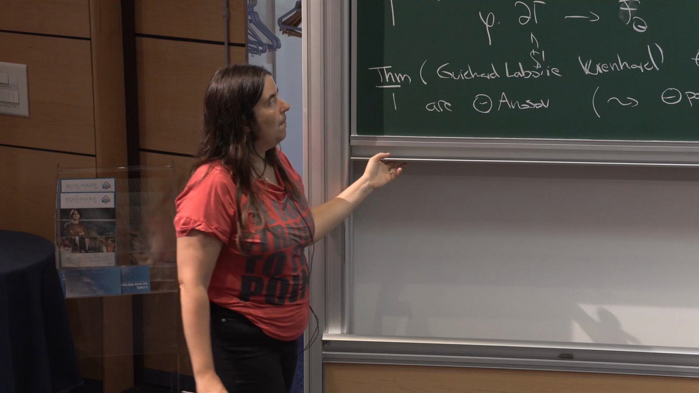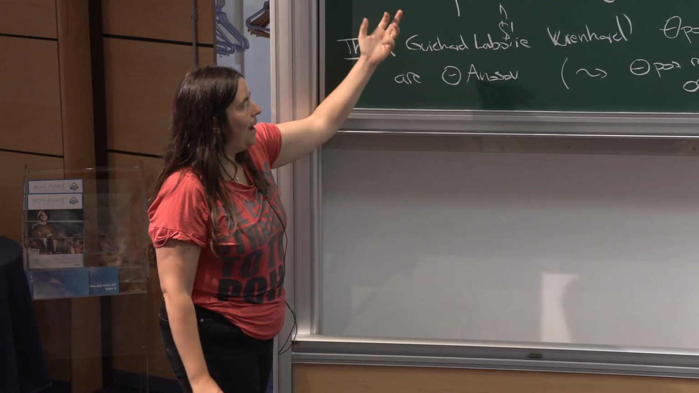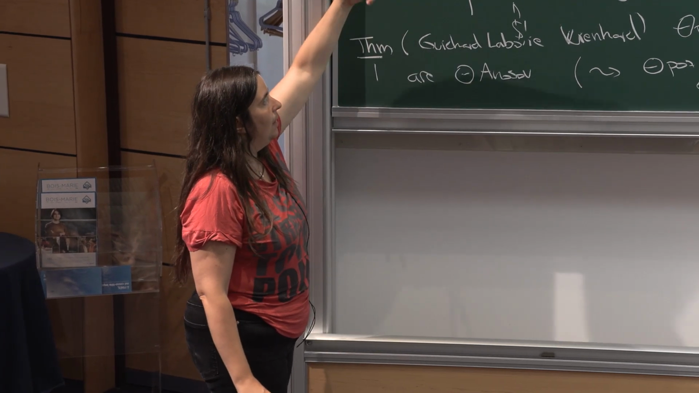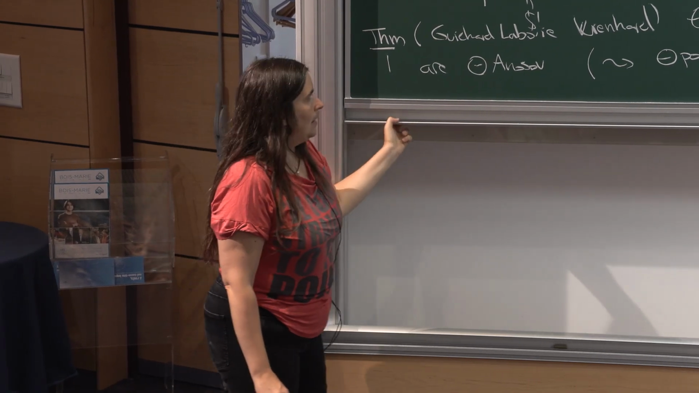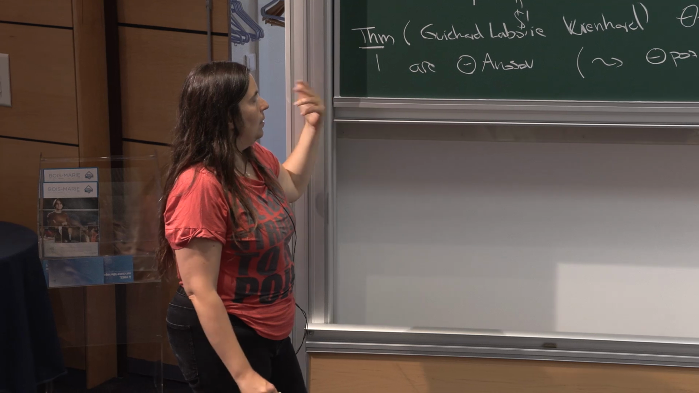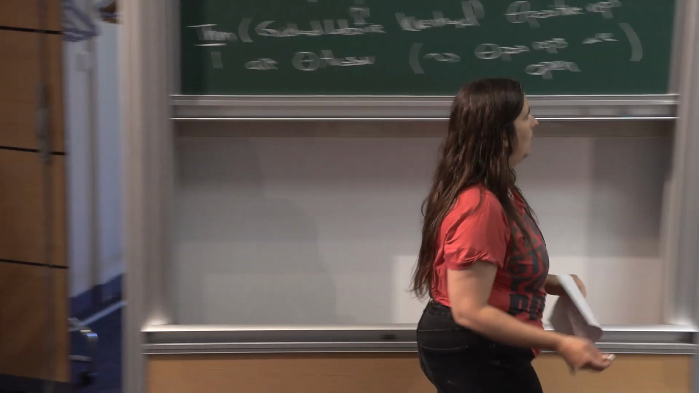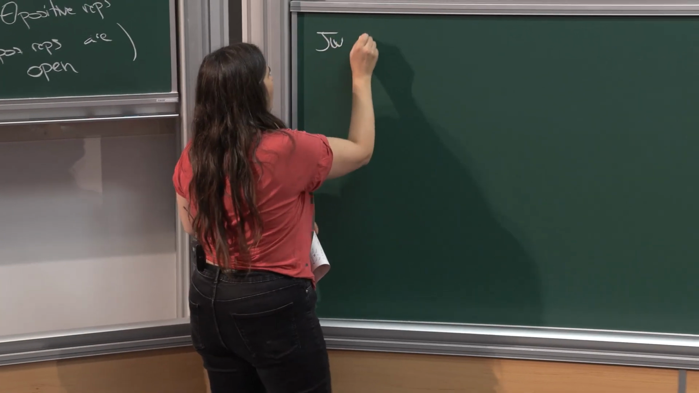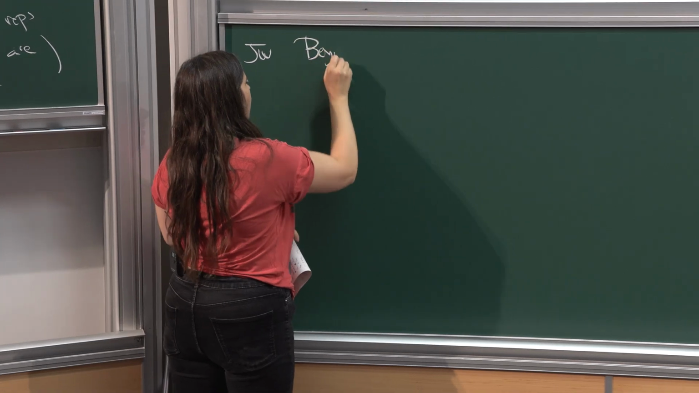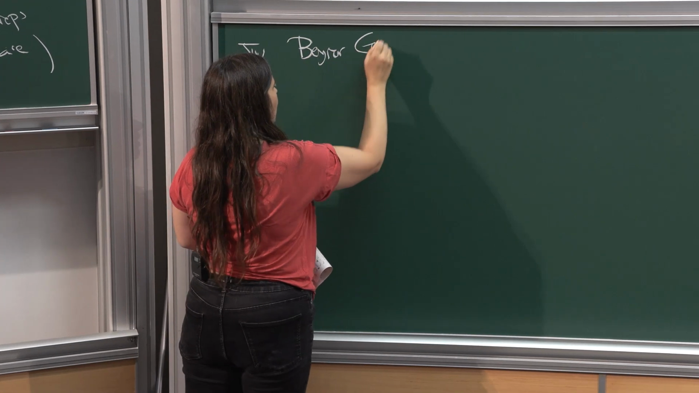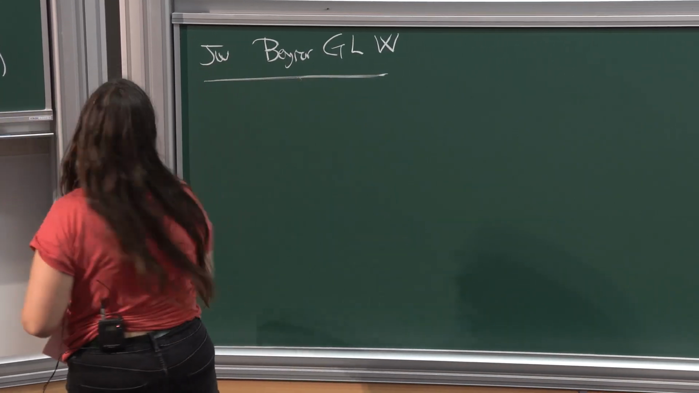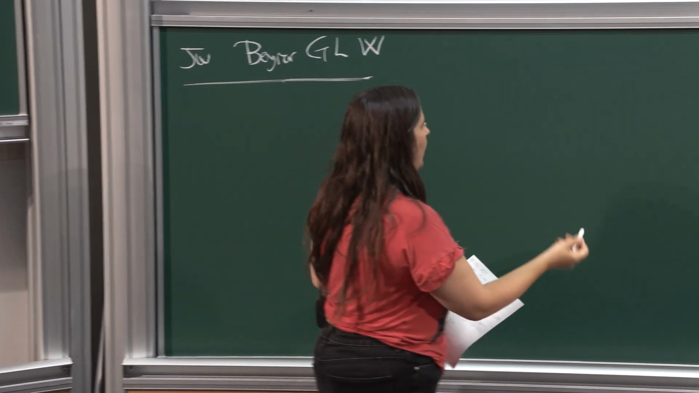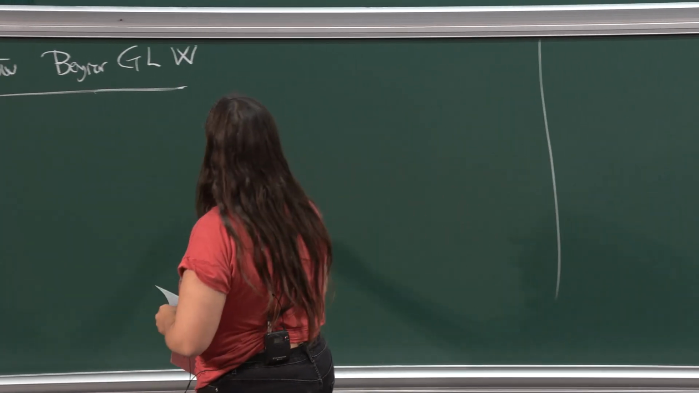Yeah? So that nearby maps to positive map are still positive. Yeah? So the plan for my last two lectures is to comment on joint work with Beyrer, Guichard-Labourie, and Wienhard. So the names are already there, so I don't write them again, showing that theta positive representations are closed.